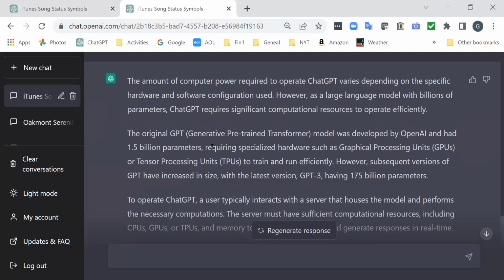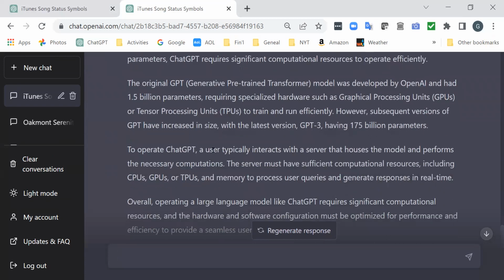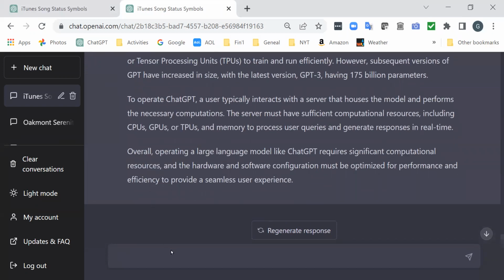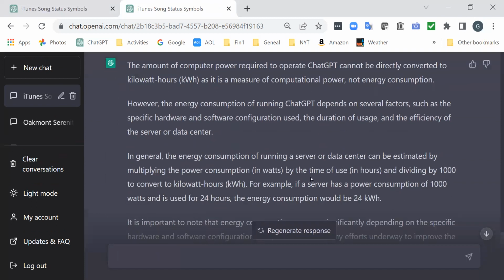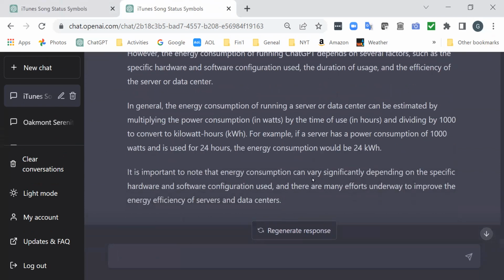$1.5 billion parameters. I think the general answer is it's not going to tell you. It probably could calculate it. Okay, other questions online or in the room? Fine.